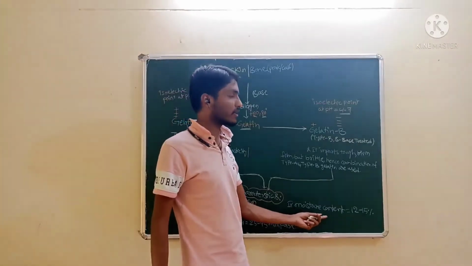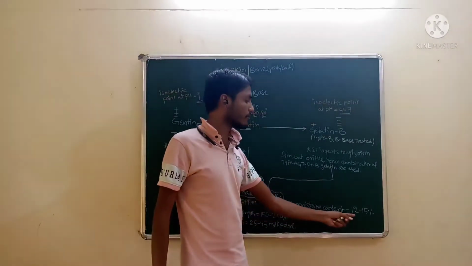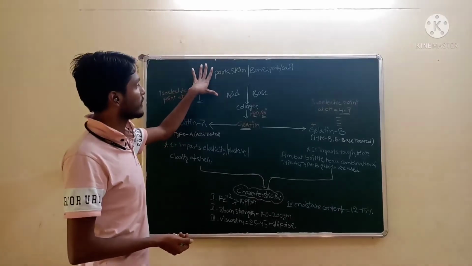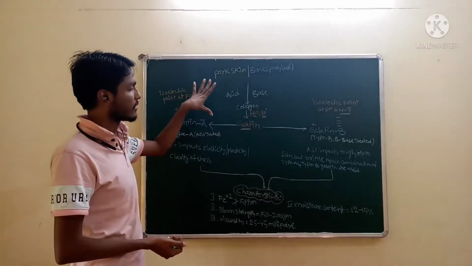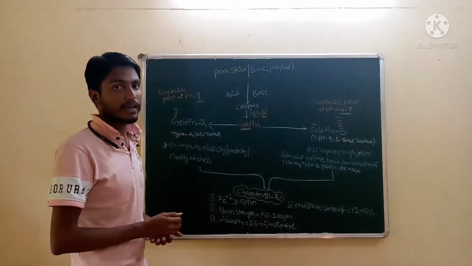Next, moisture content is 12 to 15%. This is about the extraction of gelatin, gelatin A and gelatin B, the types, and what the characteristics are.